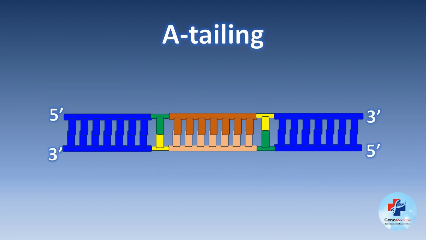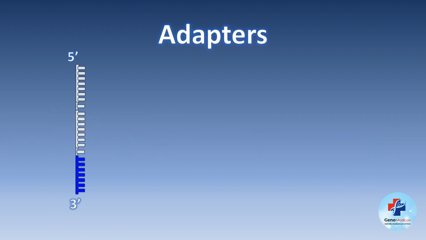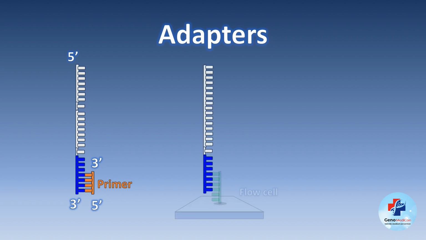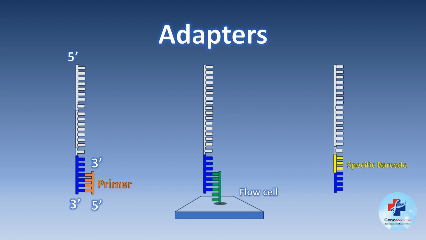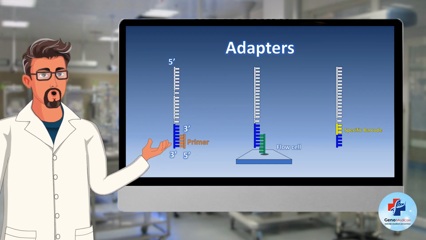These adapters serve multiple purposes, some of which are as follows. 1. They provide priming sites for the amplification and sequencing steps. 2. They contain sequences that enable the fragments to bind to the sequencing platform's flow cell. And 3. Adapters may also contain certain barcodes that allow for simultaneous sequencing of multiple samples in a single run. This process is also known as multiplexing.